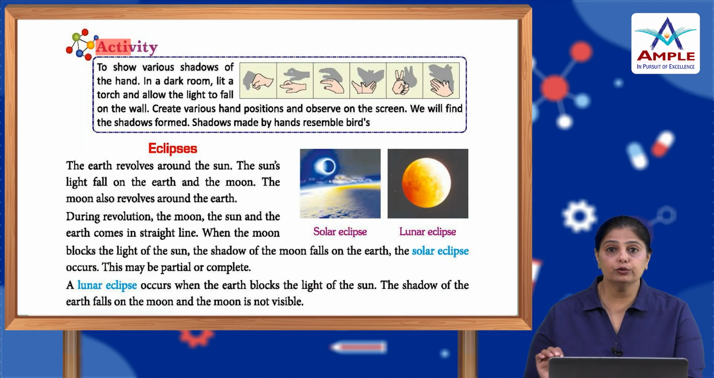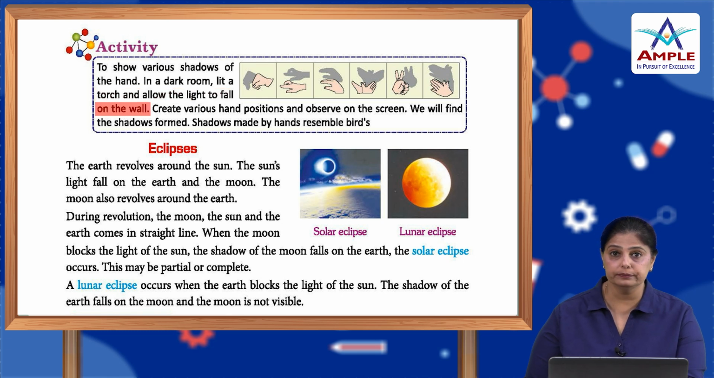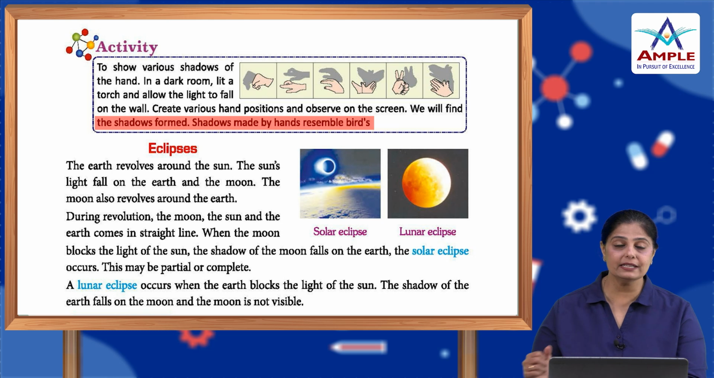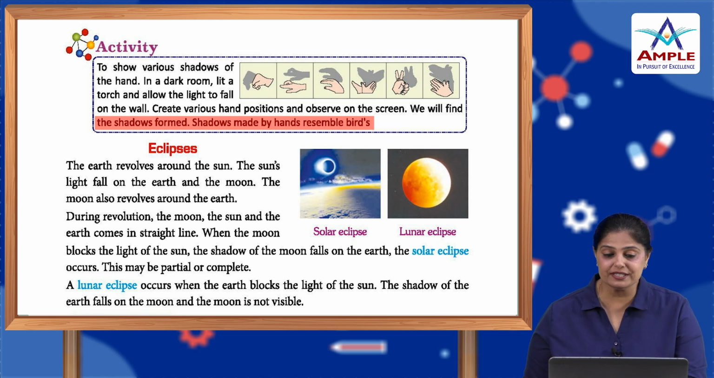Now you have to do this activity: you have to show various shadows of the hand. In a dark room, light a torch and allow the light to fall on the wall. Create various hand positions and observe on the screen. You will find the shadows formed. Shadows made by hands resemble birds. So try doing this activity based on the pictures here.